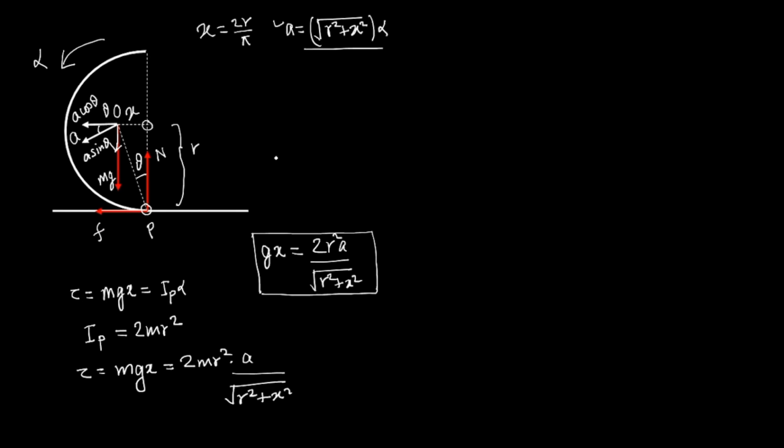Now you have got the angular acceleration and everything. Now let us apply the vertical and the horizontal balancing of the forces. Why is this acceleration component a cos theta coming? Who is giving the acceleration in this direction? It is obviously the frictional force.